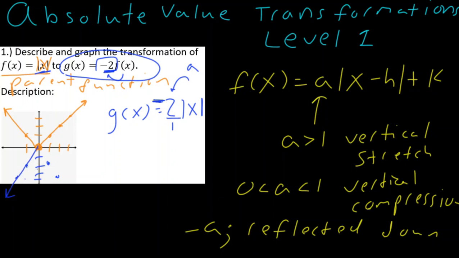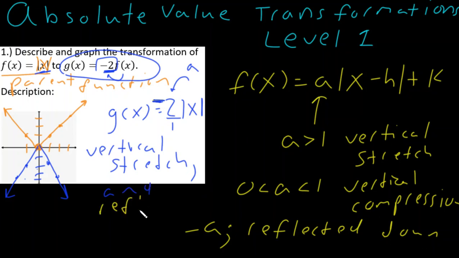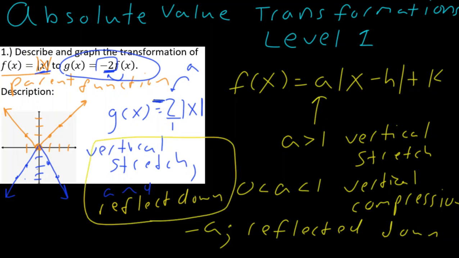And even though you can't really see it, this graph has actually gotten skinnier, or it's gotten narrower. So what do we say? We say that we have a vertical stretch, and we are reflected down. So we have a vertical stretch, and we are reflected down. By the way, guys, remember, vertical stretch just means that it's getting narrower or skinnier. All right, let's go on to example number 2.